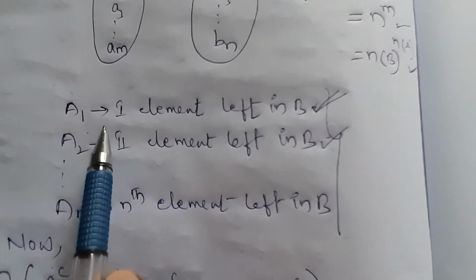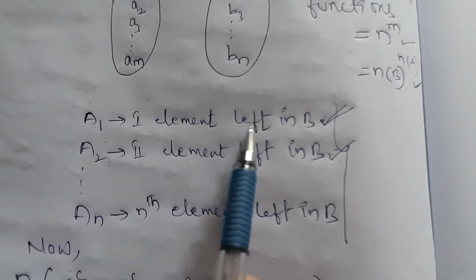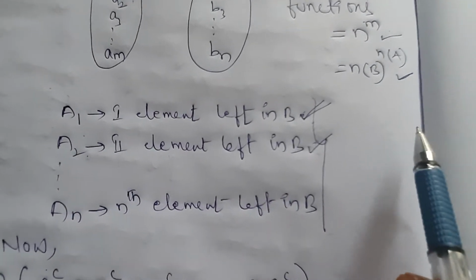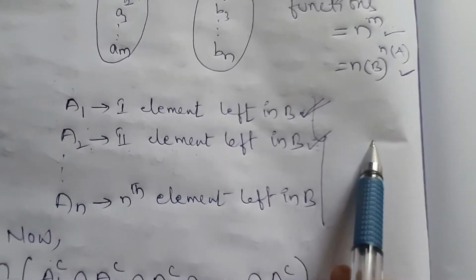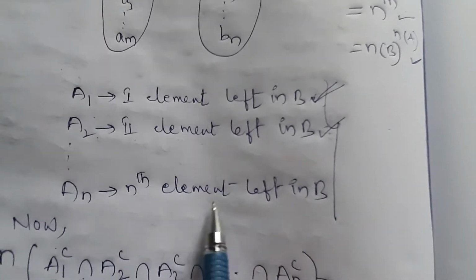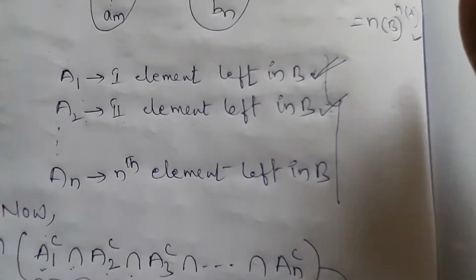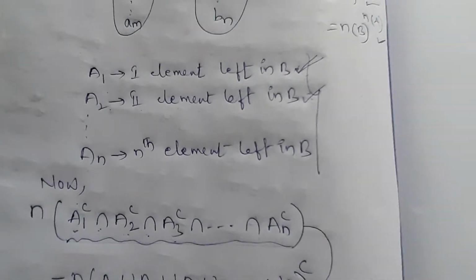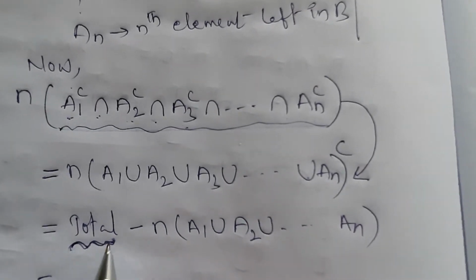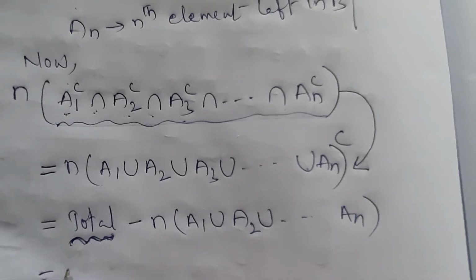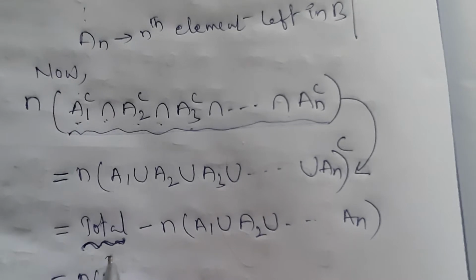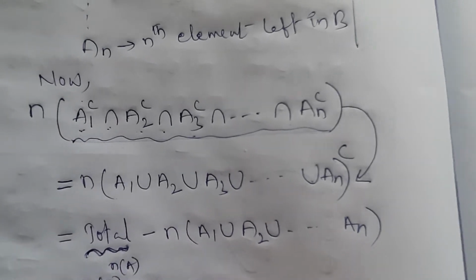Here also A1 means first element left in B functions, A2 means second element left in B functions, and An means nth element left in B functions, since we are discussing functions now. Here total means total number of functions. What is the total number of functions from A to B formula? n of B to the power n of A, minus.